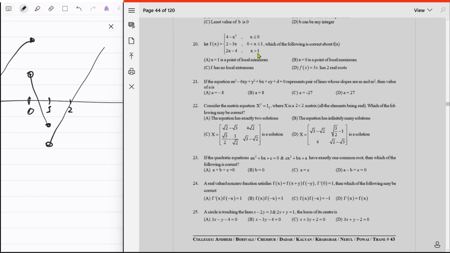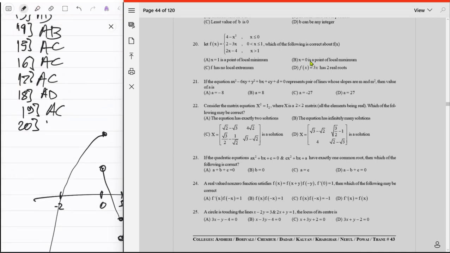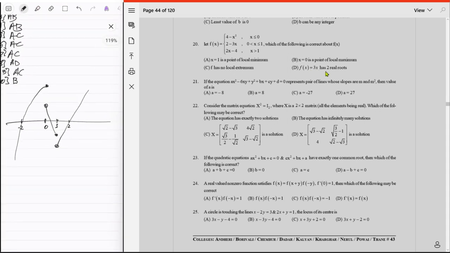So what do you want? X equal to 1 is a point of local minimum. No, it's not. Okay, x equal to 0 is a point of local maximum. Yes, that is. So, I mean, yeah, it's sideways. So B is correct. Okay, F has no local extremum. It does have an extremum. Okay, F equal to 3x has 3 real roots. Well, this slope is 2, so it will intersect somewhere, and then yes, it does. In fact, it has 3 real roots. So D is correct.